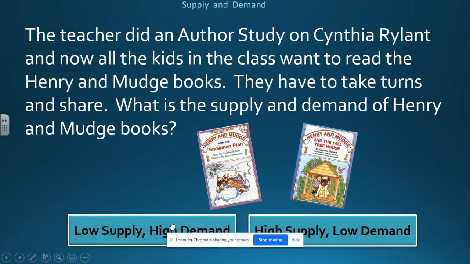We've read some of these Henry and Mudge books before, and we know they're great. So in this situation, the teacher did an author study of Cynthia Rylant, the author of the Henry and Mudge books. Now, all the kids in the class want to read Henry and Mudge. They have to take turns and share. So what's the supply and demand of Henry and Mudge books? Well, in this situation, we have just a few Henry and Mudge books, but the whole class has to share them. We have a low supply of books and a high demand of kids wanting to read them.